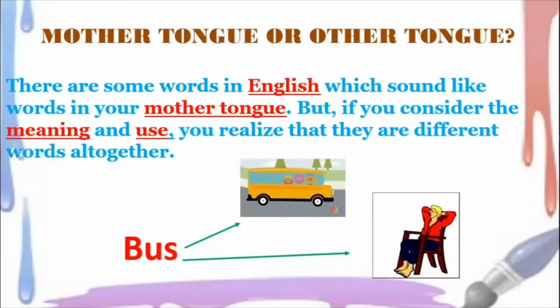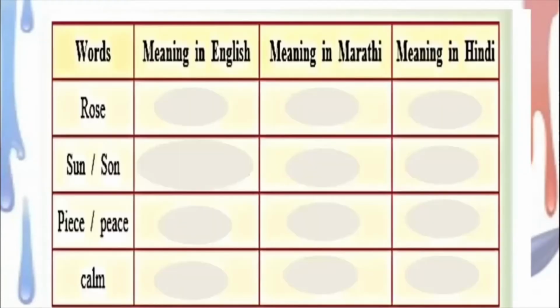So there is an exercise in your textbook also, children. I have tried to make that exercise interesting for you over here. So let us try and see what it means. So see, rose. What is the meaning in English? It is a flower, rose. Whereas in Marathi, it means daily. And in Hindi, also it means daily or every day.